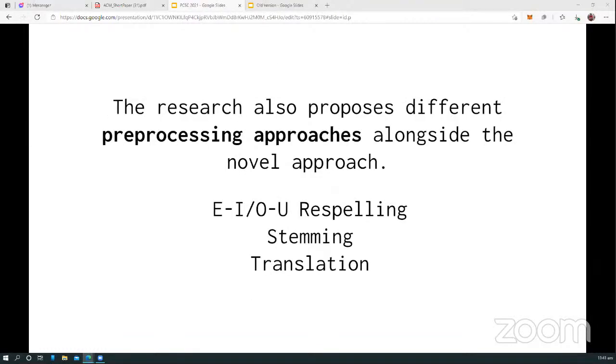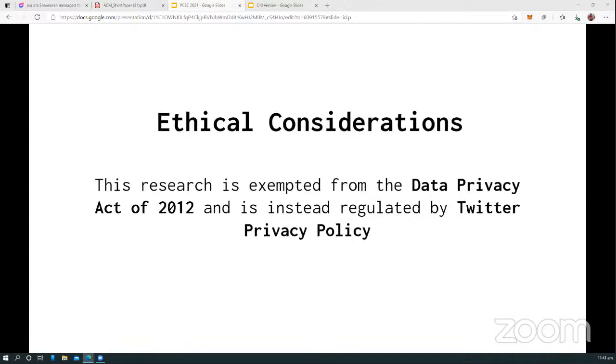We call that novel approach emoji probability vector embeddings. Aside from our novel approach, the research also proposes different pre-processing approaches alongside the novel approach. These approaches are the EIOU respelling, stemming, and translation. Since we are getting publicly available data from users, we took note of its ethical considerations. This research is exempted from the Data Privacy Act of 2012 and is instead regulated by the Twitter privacy policy.